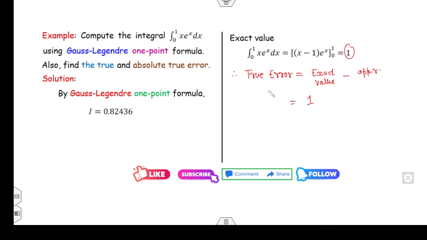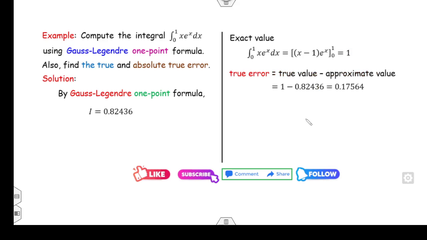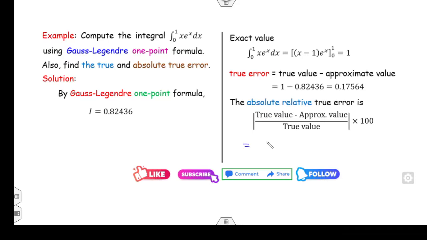So exact value will be 1. This is the exact value. Approximate value will be 0.82436. If you subtract them, you will get 0.17564. And hence, you can find the absolute relative error, which is defined as 1 minus 0.82436, over true value, which is 1, multiplied by 100. So your answer is 17.564% is the absolute relative error.